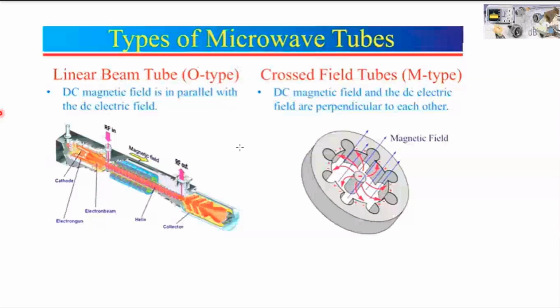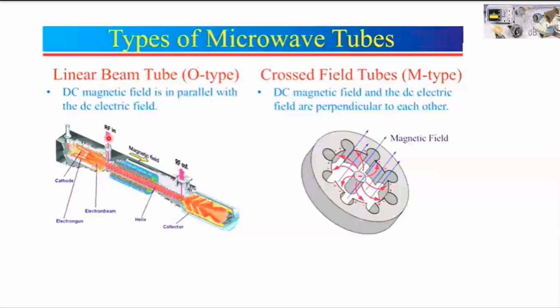As you can see, in M-type tubes, the DC magnetic field and the DC electric field are perpendicular to each other. Here you can see it is continuously rotating. The coming out portion is nothing but the magnetic field, and the rotating portion is nothing but the electric field. So here the DC electric field and magnetic field are both perpendicular to each other, which is not the case in linear beam, that's why it is named linear beam, and here cross field. Here basically your magnetic field is parallel with the DC electric field. Here you can see this is the magnetic field, beyond it is the electric field. So here it is parallel, but here this is not the case.